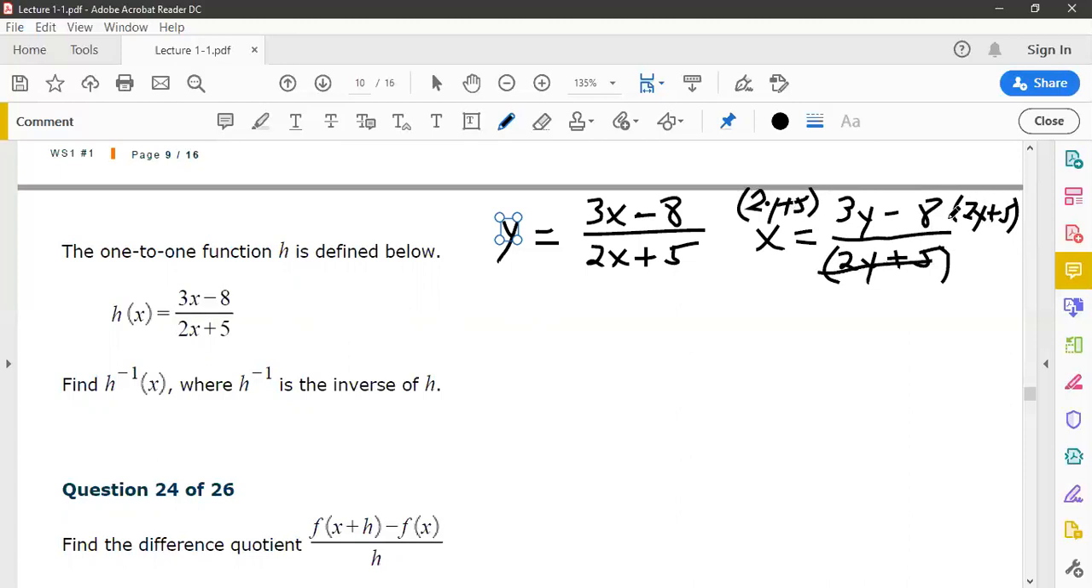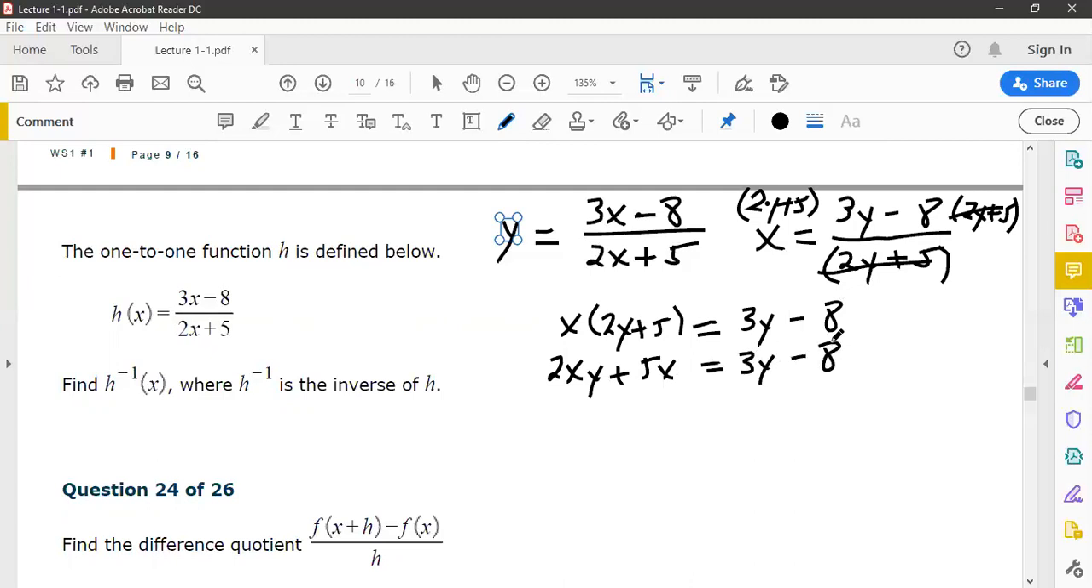On the right-hand side, the 2y plus 5 cancels out, and that just leaves me the 3y minus 8. On the left-hand side, I have x times the 2y plus 5. So what you're going to do is distribute here. So that's 2xy plus 5x equals 3y minus 8. In order to solve, you need the y's. Whenever you're solving for a variable, you want those isolated on one side. So what I'm going to do in one step is move the 3y from the right-hand side to the left-hand side by taking its opposite.